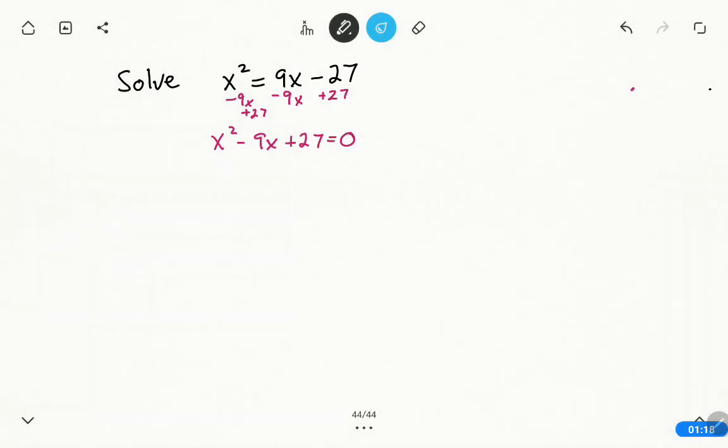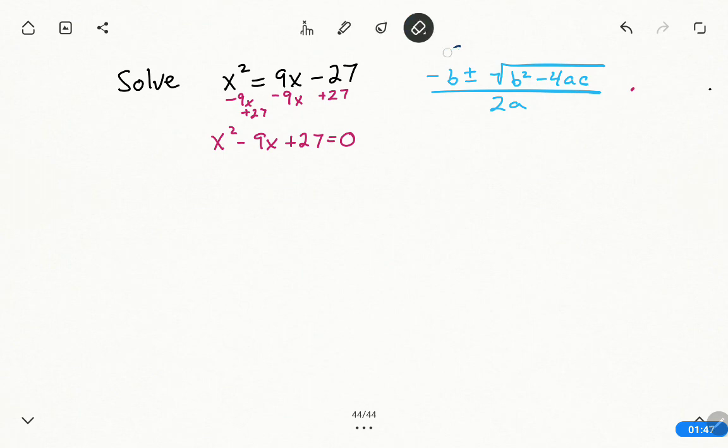Now, since we're going to be solving this with the quadratic formula, which is negative b plus or minus the square root of b squared minus 4ac all over 2a, we need to know what a, b, and c are. And one thing I always recommend is it's not about the order. Don't say a is first, b is the second, and c is the third. That's not what it's about. It is about how it's connected.